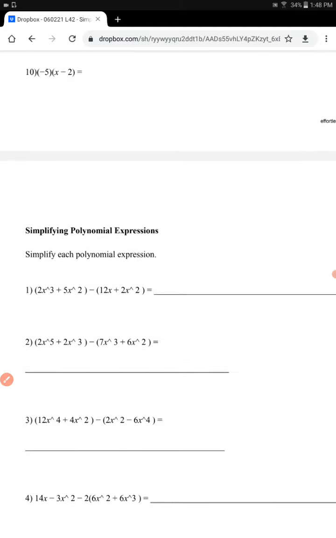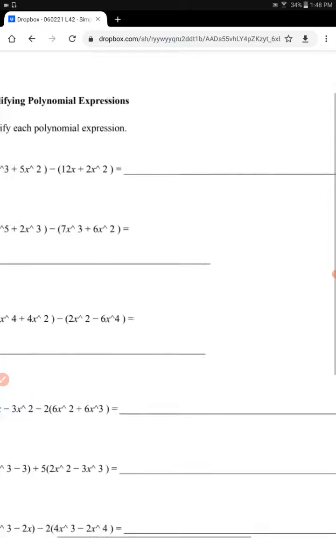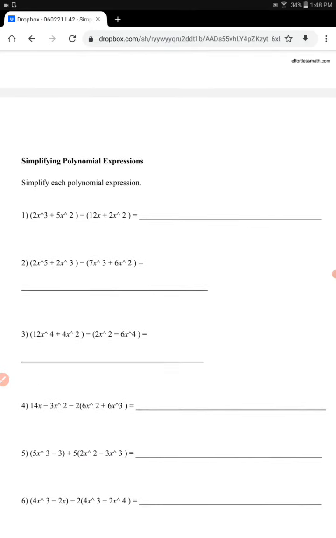Alright. Moving on to the next part. Simplifying polynomial expressions.